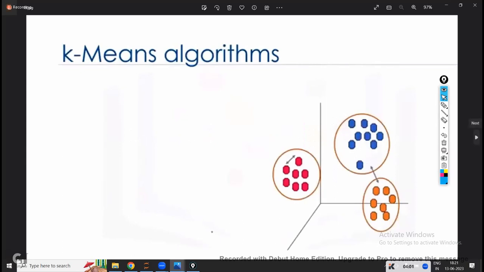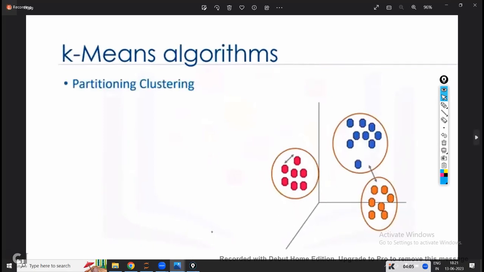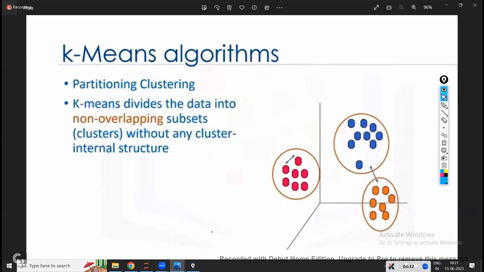In the K-means algorithm, we have data points like this, and we just have to group them. The K-means algorithm is also called partition clustering, and it is non-overlapping. For example, one record will not belong to both red and blue at the same time. It belongs to only one of the groups.